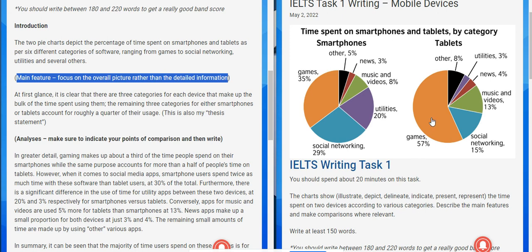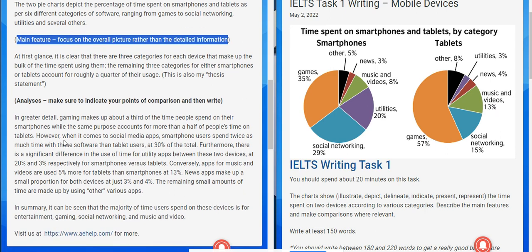Then in tablets, there is 57 percent gaming, which most users like to play. The other utilities are 3%, and news, which people like to read on tablets, is 4%. Music and videos are 30%. Social networking is 50%. On tablets, the most active uses are games, social networking, and then music and videos at 30 percent. So we will now brief some great information here on your left hand side.